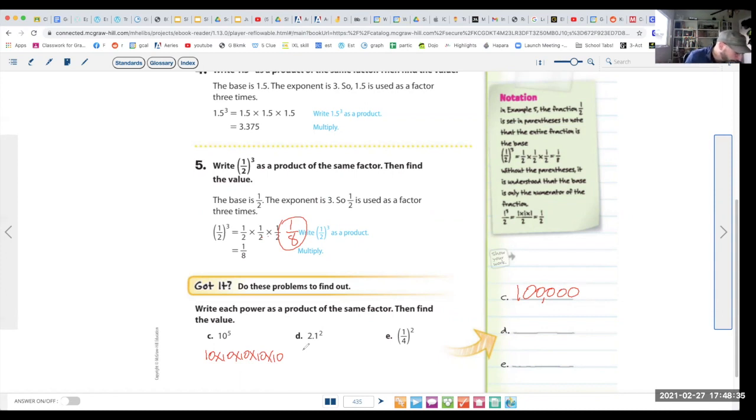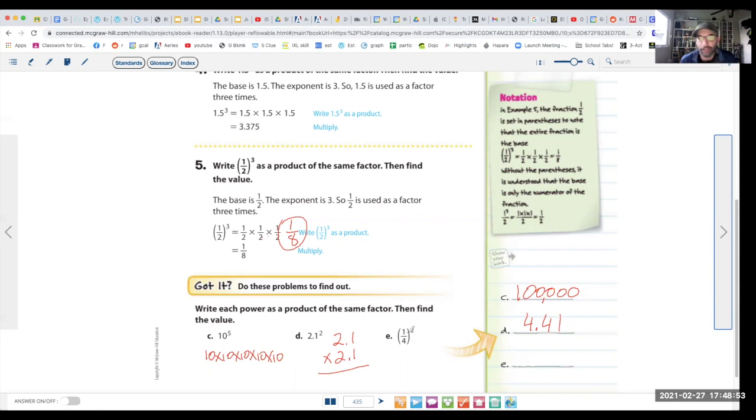So now you guys try 2.1 to the second power. Ready, go. So 2.1 is going to be 2.1 times 2.1. So you're going to have to multiply that out. And when you get it, it will be 4.41. Cool. Okay, last one of these.